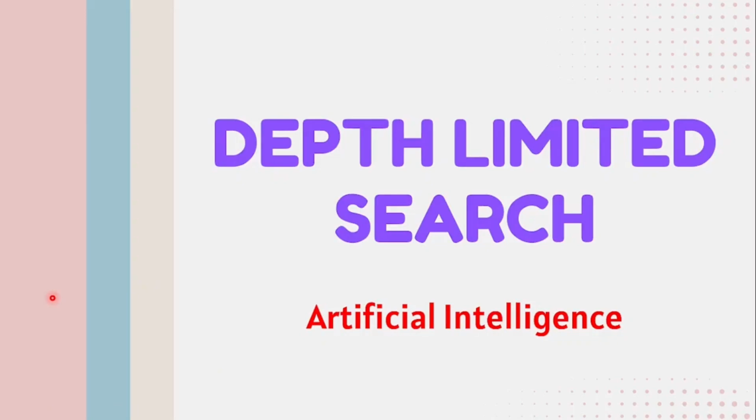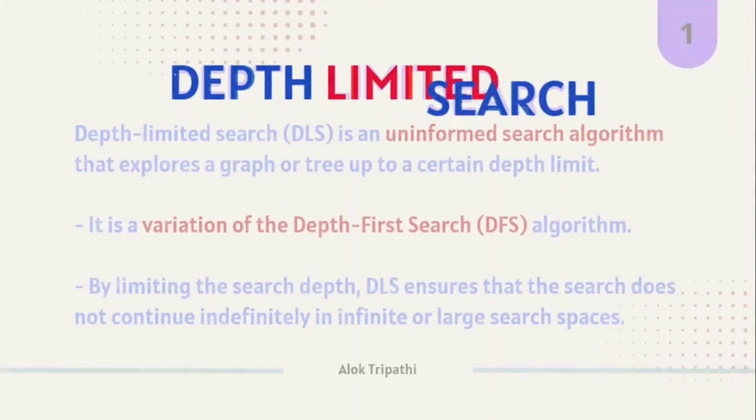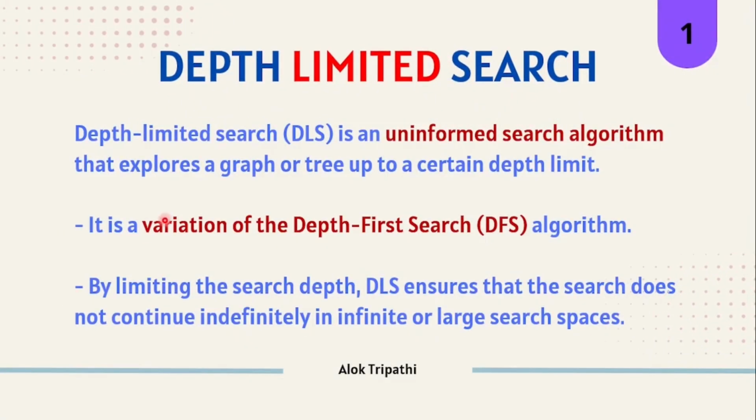In this video, we'll be covering yet another topic of artificial intelligence, that is depth limited search or DLS. So DLS is a type of uninformed search algorithm which is a variant of depth first search. Over here you can see it is a variation of the depth first search algorithm.